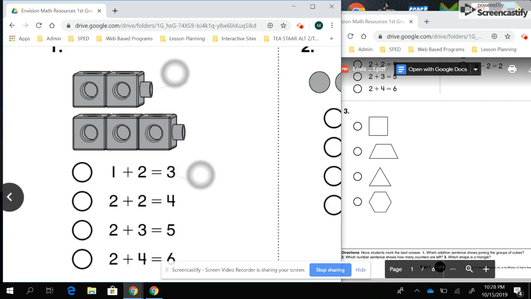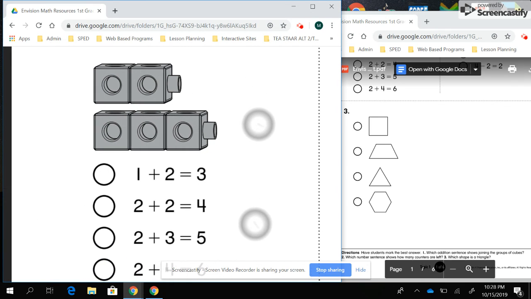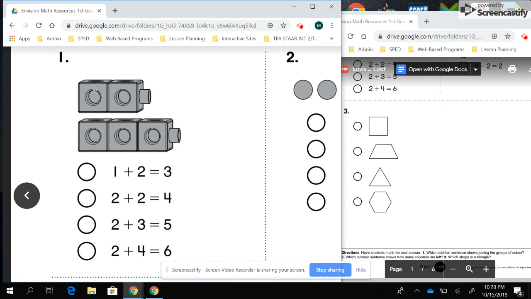Number one, as you see, there are a group of cubes. You have one, two, and then I have one, two, three cubes. Well, I want to know which addition sentence shows joining the groups of cubes. That means, again, which addition sentence tells me about putting the cubes together, joining the groups of cubes.